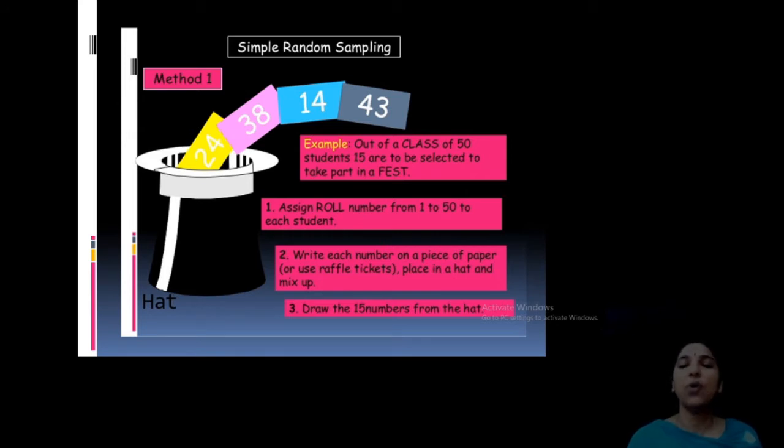Okay. So out of a class of 50 students, 15 are selected to take part in a fest. So from the 50, how many do you have to take? 15. What will you do? Assign roll numbers 1 to 50. Then write each number on a piece of paper, place them in a hat or a box or somewhere else, then draw 15 numbers from that. This is simple random sampling. From this picture itself, you will get the idea.